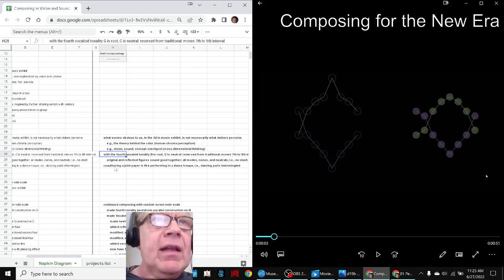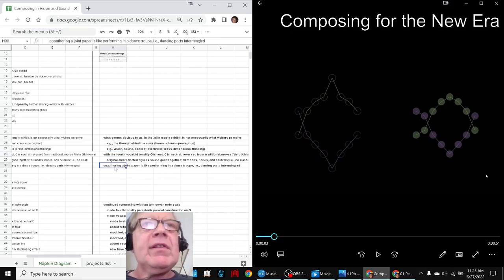And then finally, we're getting into a tour of the dance company that we did work on a couple streams ago, and working on a joint paper, and we had this realization that composing a joint paper, co-authoring a paper, is like performing a dance troupe. You have different leads and different roles, and they have to intermingle.